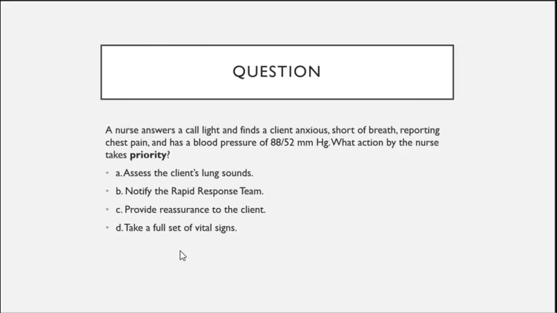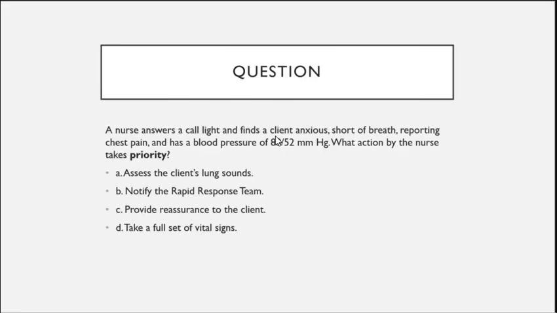A nurse answers a call light and finds a client anxious, short of breath, reporting chest pain, and has a blood pressure of 88/52. What action by the nurse takes priority? So, we have an anxious patient, short of breath, with chest pain. These are all signs and symptoms of a pulmonary embolism. Now we look and we have hypotension. I bet their heart rate is really high.